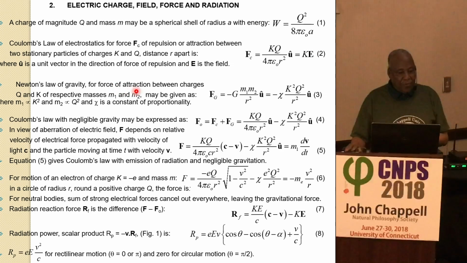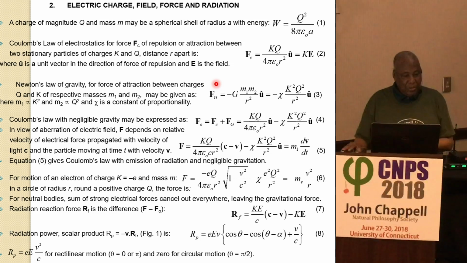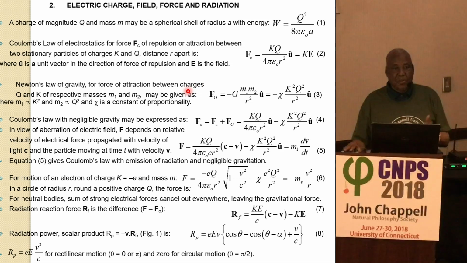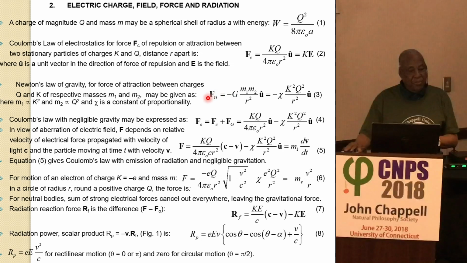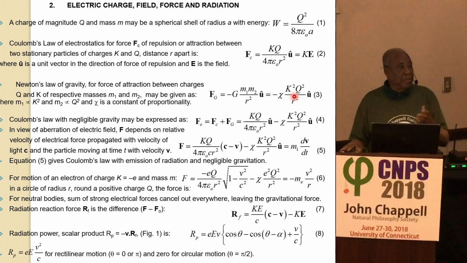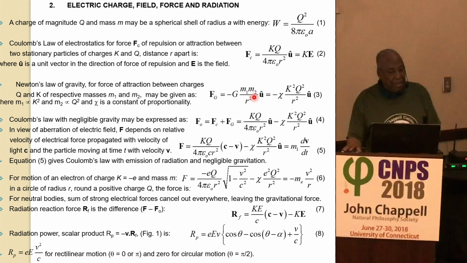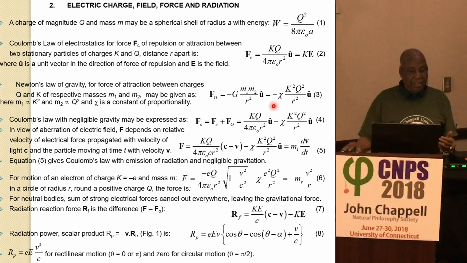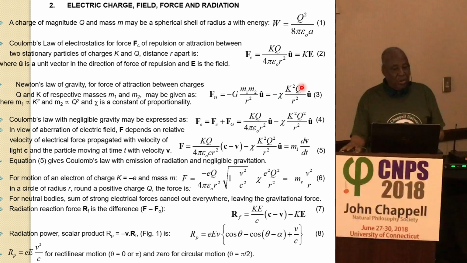Newton's law of gravity gives the force of attraction between charges Q and K. There is a force of repulsion or attraction between two electric charges, and there is also a force of gravitational attraction between them. Equation 3 gives Newton's law of gravitation. If M1 is proportional to K squared, the mass of a charge is proportional to the square of the charge. And therefore we can express Newton's law as G M1 M2 over R squared, or a constant of proportionality, chi, times K squared Q squared over R squared.